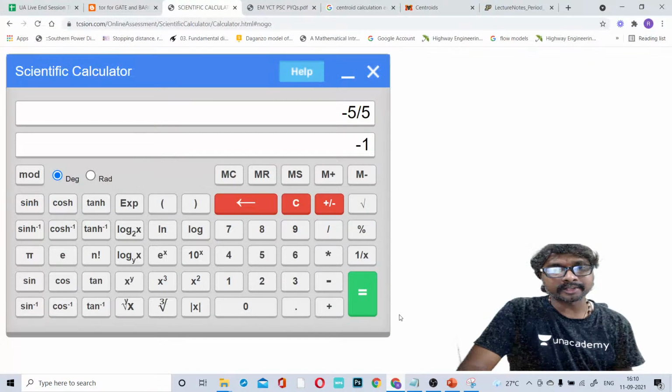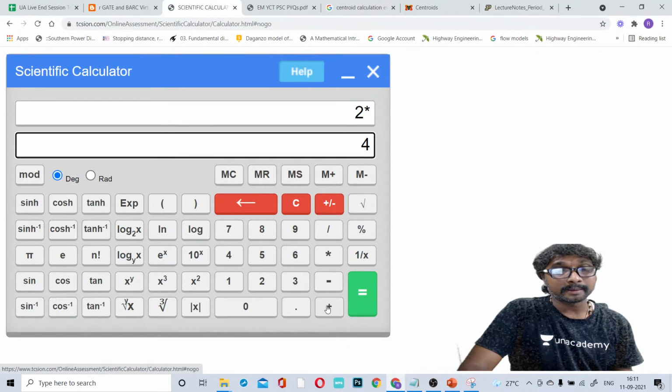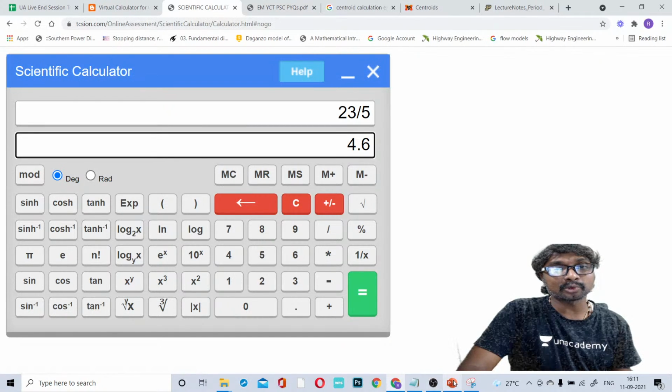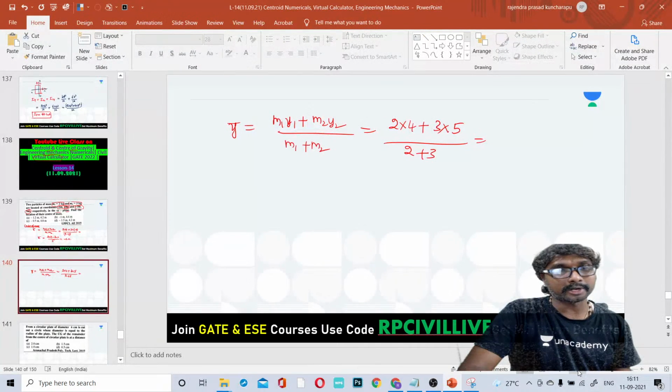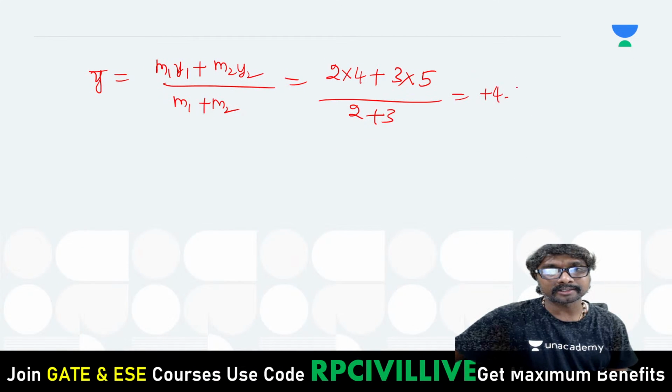Clear all. 2 into 4 plus 3 into 5, divided by 2 plus 3, which is 5. 23 by 5 is 4.6. So y bar is plus 4.6.